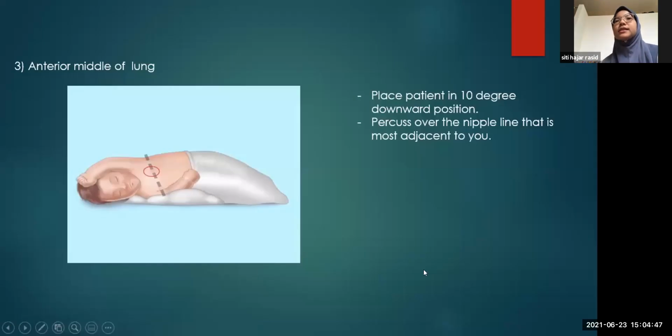Next slide is anterior middle of lung. First, we place the patient in a 10 degree downwards position where we can place a pillow to meet her comfort, and then we percuss over the nipple line, that is more adjacent to you, followed with vibration. Okay, next slide.